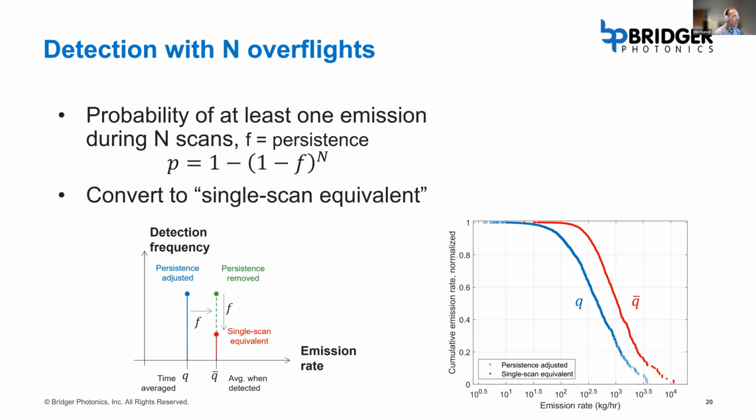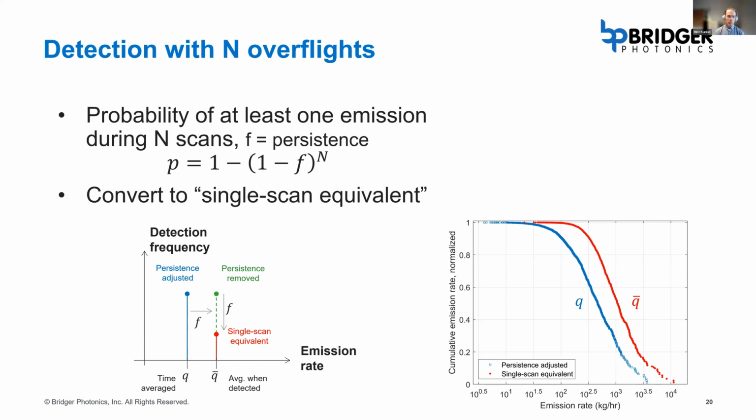The way that we control for this is to convert to what we call a single scan equivalent, where we plot all of the emission rates in terms of their emission rate when they were detected. So from a multi-flight campaign like Carbon Mapper, you might get a persistence adjusted value, which is the time averaged rate. This is the average emission, the sum of the emission rates over the number of times you flew that site.